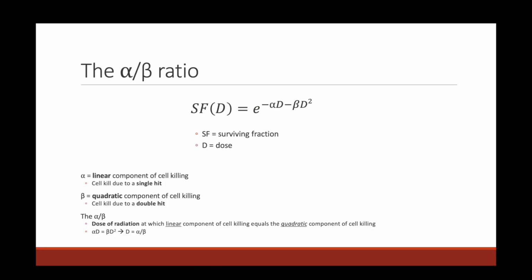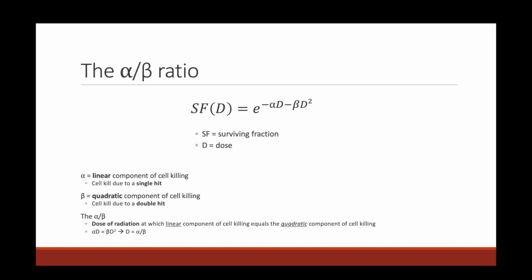So we mentioned this idea of the alpha-beta ratio. The alpha-beta ratio is a number that comes from the linear quadratic model that's used to describe cell kill from radiation. Alpha describes the linear component of cell killing, or in other words, cell kill that is due to a single hit. The beta value describes the quadratic component of cell killing, or in other words, the cell kill that is due to a double hit.